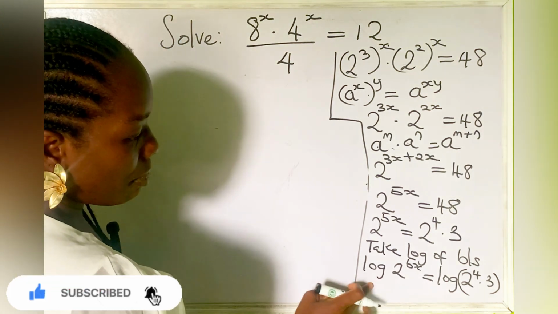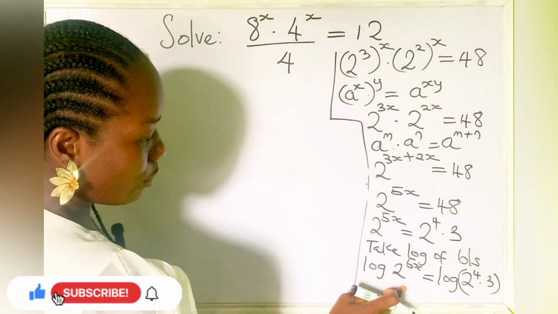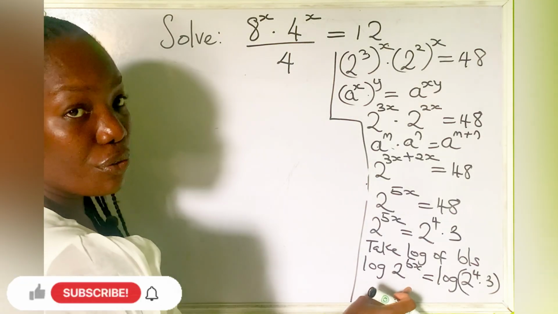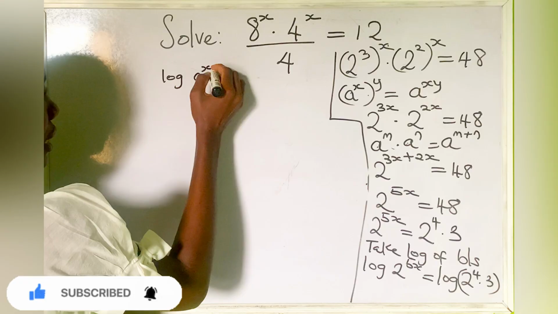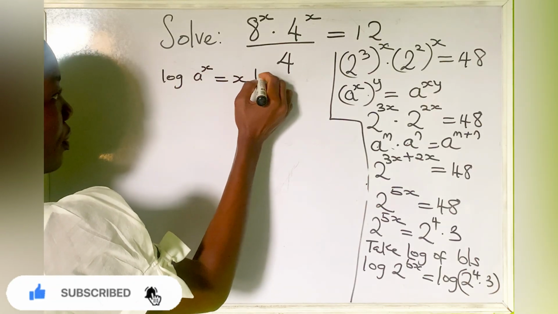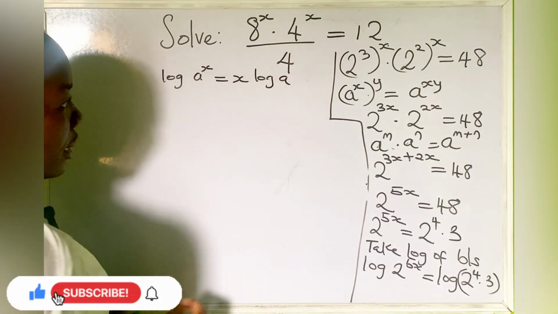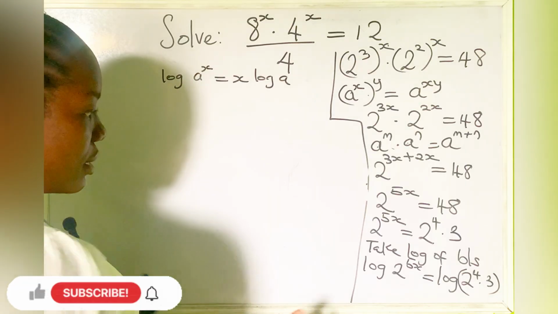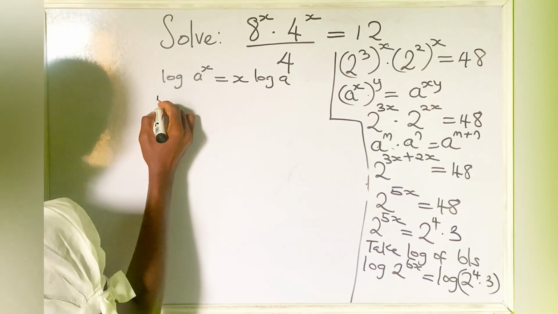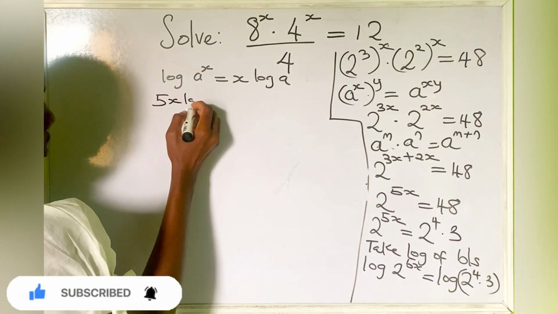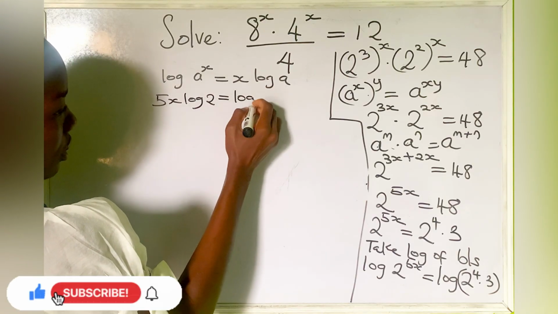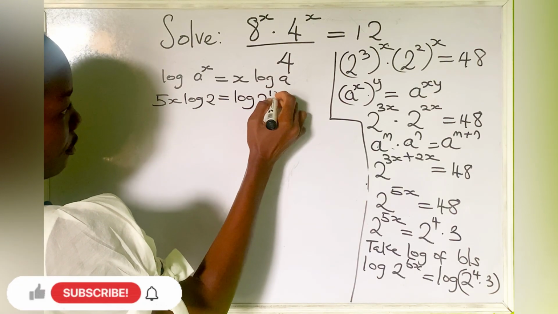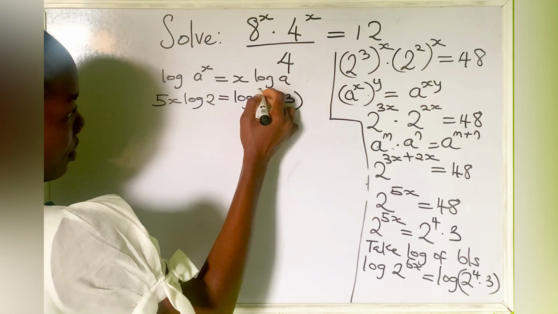So now, when we're taking the log of both sides, we're using a logarithm rule that says that when you have log a to the power of x, it can be written as x log a. That's what we're going to use to solve it now. So let's go. This becomes 5x log 2 is equal to log of 2 raised to the power 4 multiplied by 3.